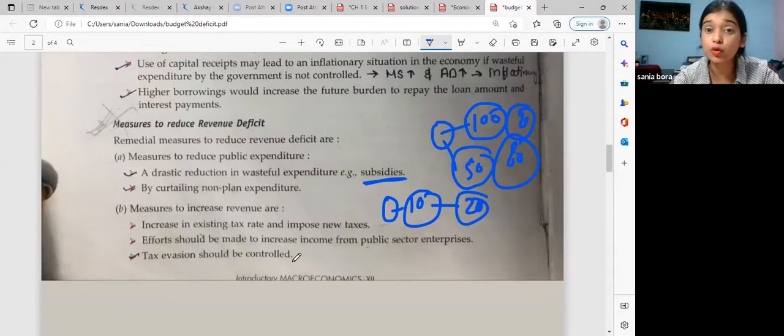Okay. And next, tax evasion should be controlled. Tax evasion means if I'm not paying tax, then I'm a defaulter. Okay. So earlier 10 people were not paying tax, and it was okay, they'll be paying later. But right now, I am in need of money. So I will not let anyone not pay tax. So tax evasion should be controlled. I'll be controlling the tax evasion. Clear?